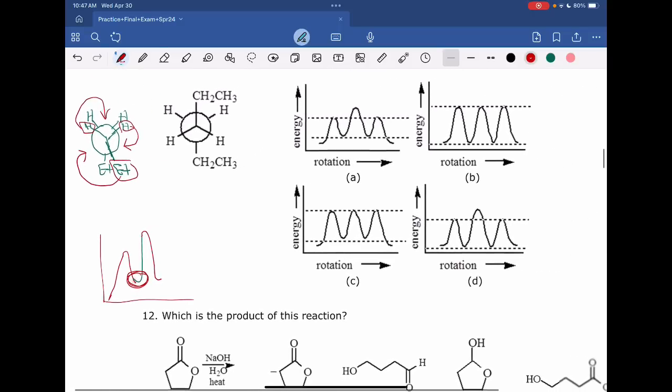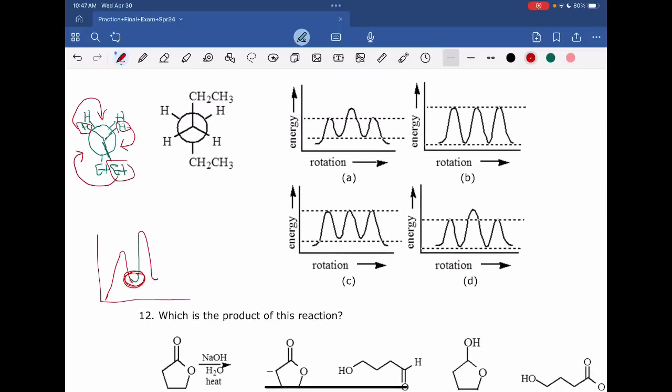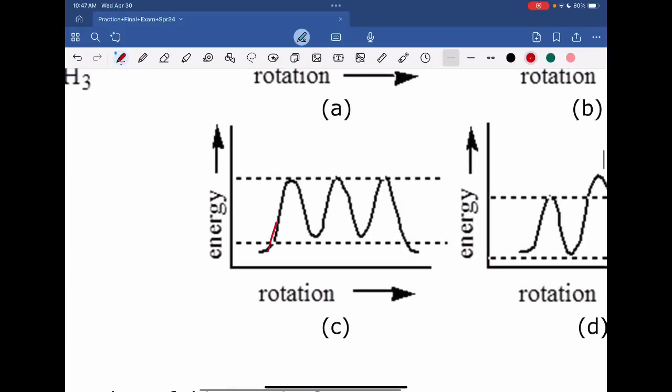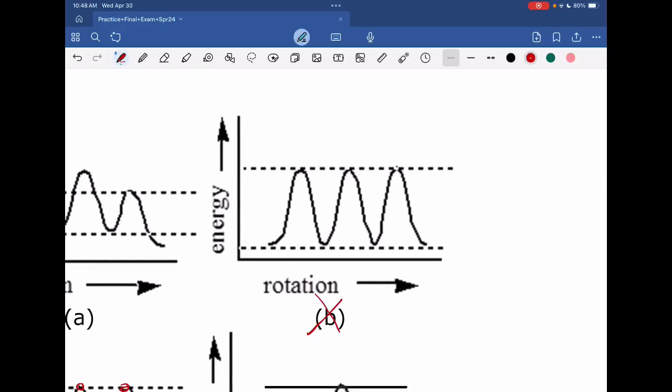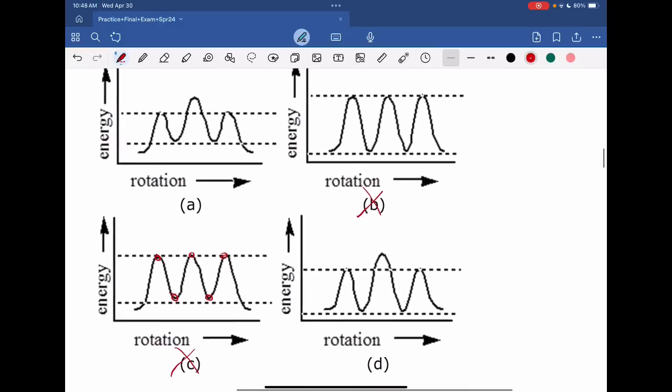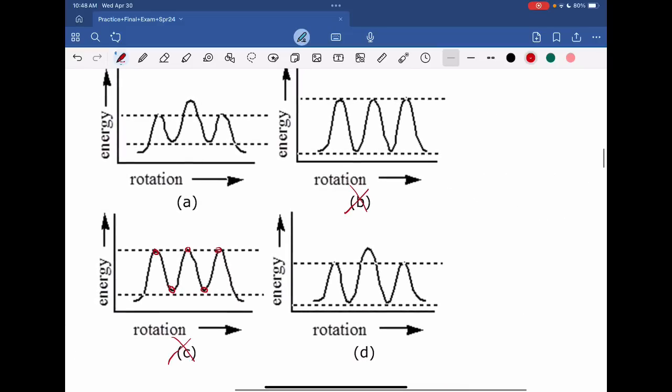Now, C is out because it's proposing that all the eclipsed and all the staggered conformations are the same in terms of energy. So C is wrong, it doesn't make sense. Same for B. Now we're just between A and D.